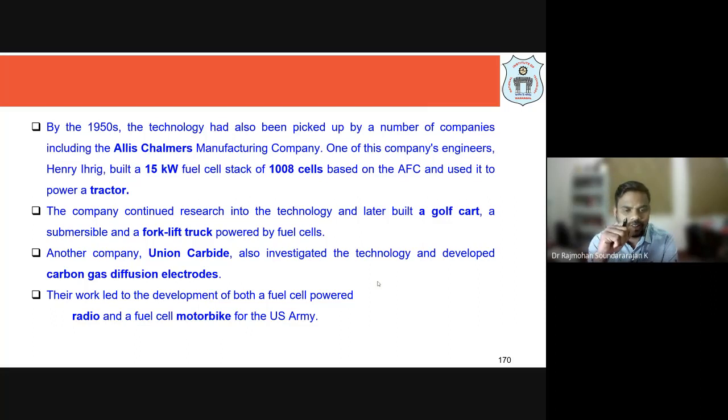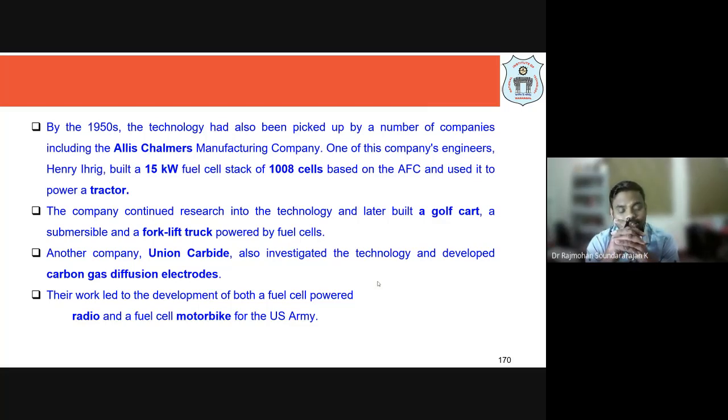That company continued to research this technology, and they even built a golf cart. You know that high class people play golf, so there you will have a golf cart where they take the bat, the water, all the things in a cart, right? So that cart is called a golf cart. They also used it in a submersible, or even in a forklift truck. They were all powered by fuel cells, mainly these alkaline fuel cells first.